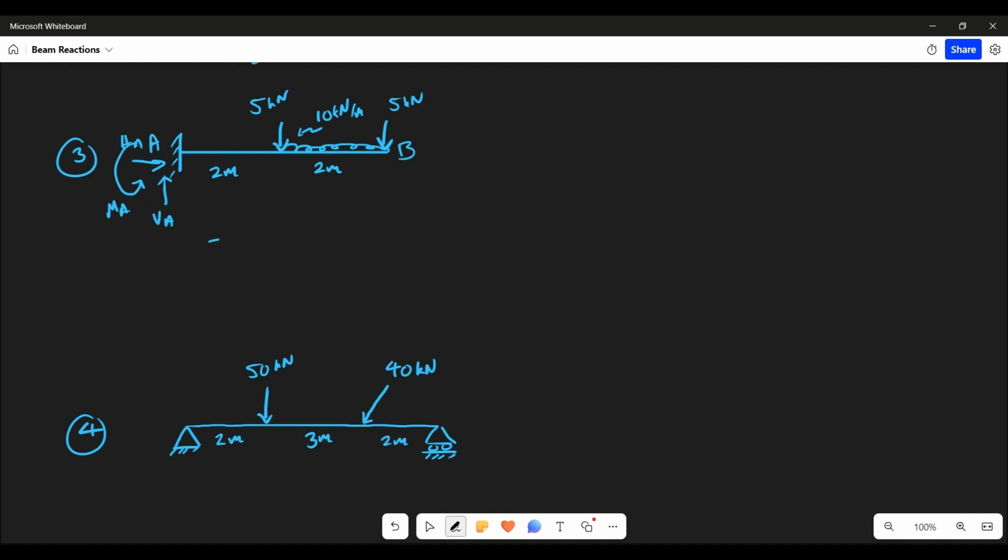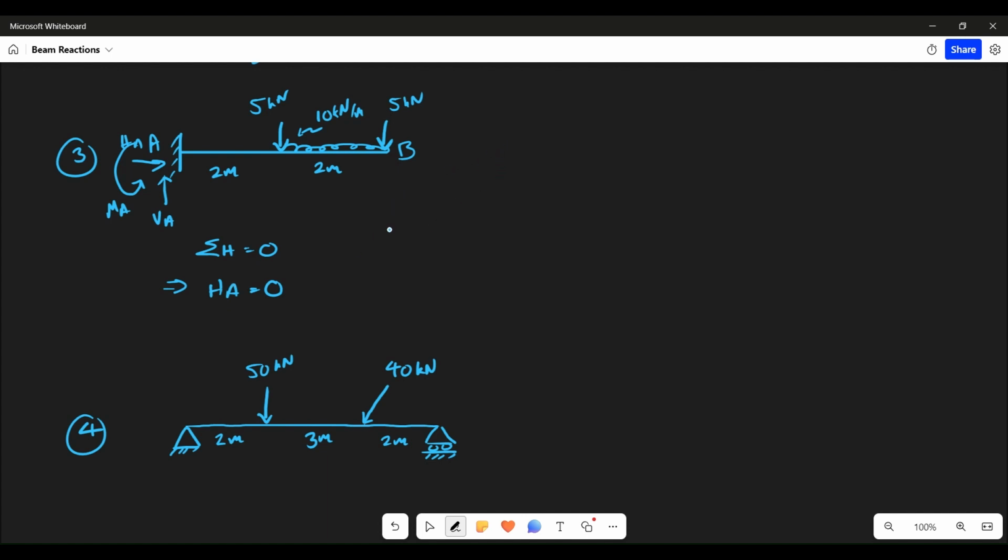Now, first condition will be sigma H is equal to 0, which means algebraic sum of all horizontal forces acting on this beam are 0 because the beam is in equilibrium. So that means that HA is equal to 0. There is no other horizontal force, so HA is equal to 0.